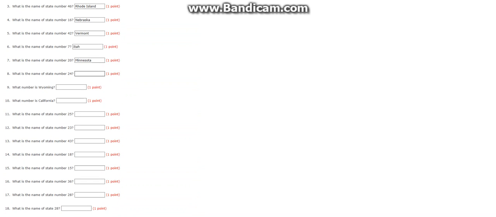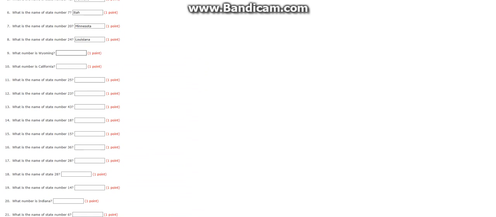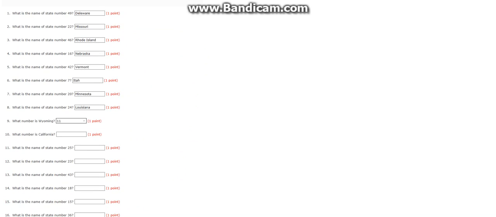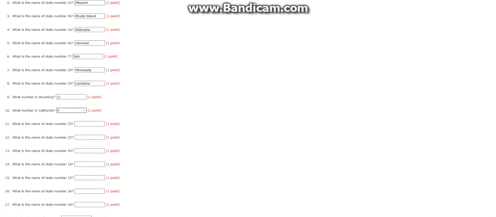State 24. Right there, Louisiana, where Hurricane Katrina happened. Sorry for your loss, Louisiana. And the home of the New Orleans Saints. What number is Wyoming? Wyoming, at the top above Colorado, it's 11. California is 4, obviously. Everyone should know California.